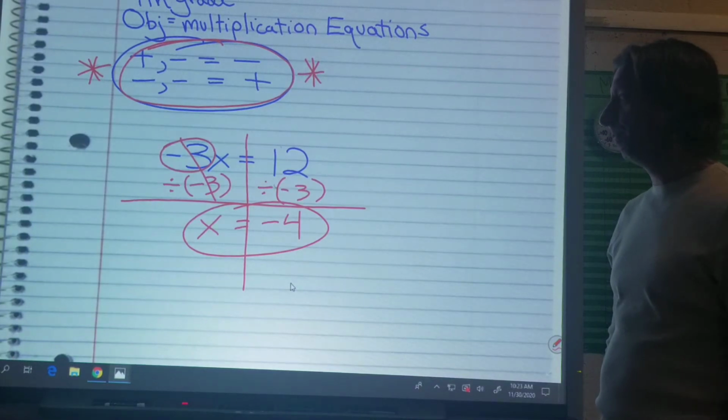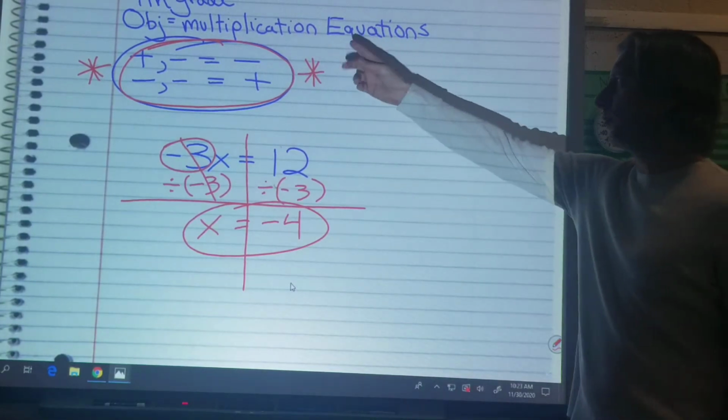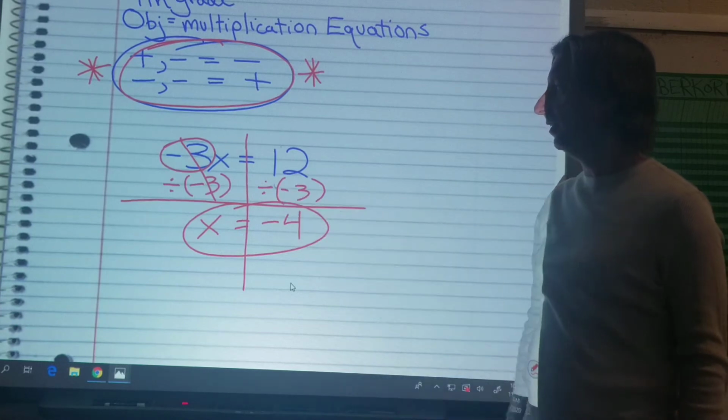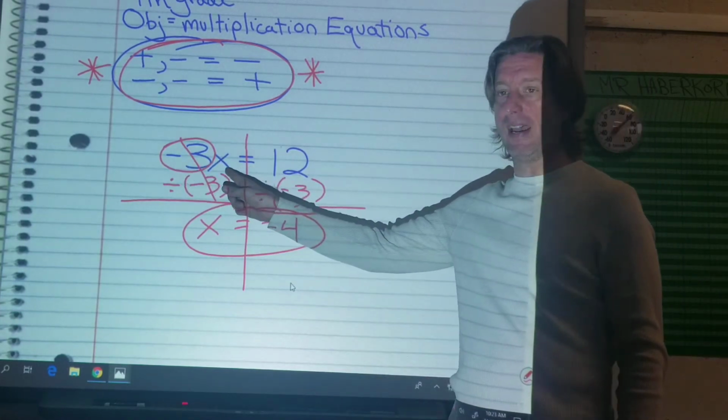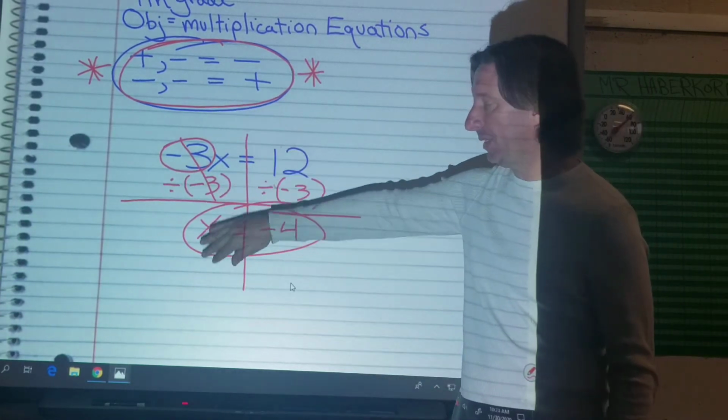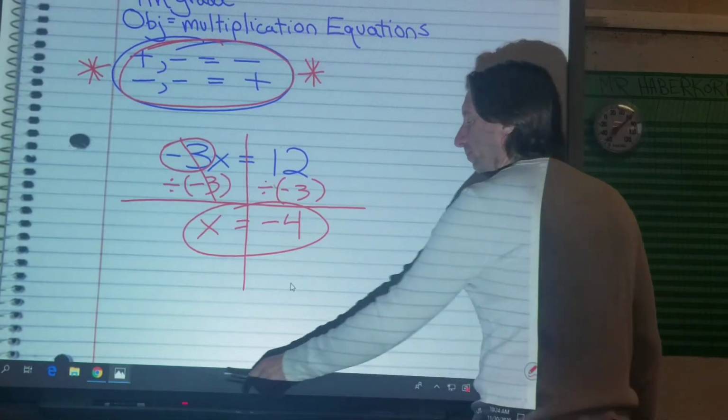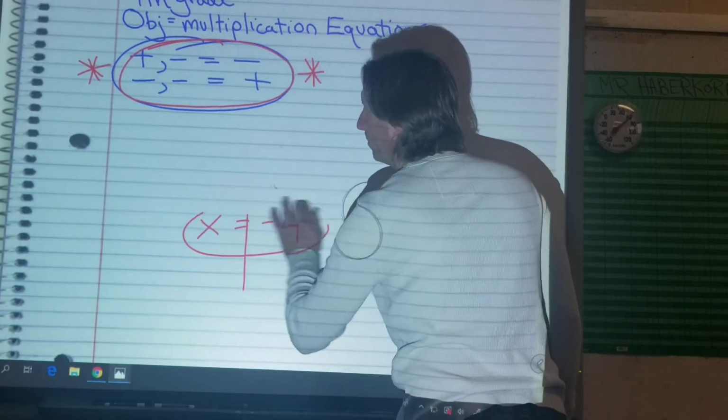All right? So why are these called multiplication equations if we're dividing? Because this is negative 3 times x. All right? And we need to do the opposite. We always do the opposite, right? All right, good. Let's look at another one.